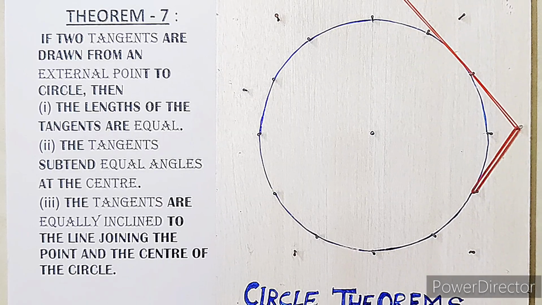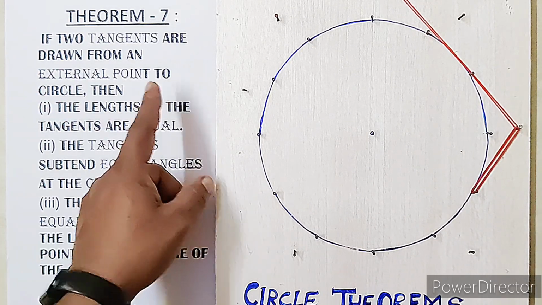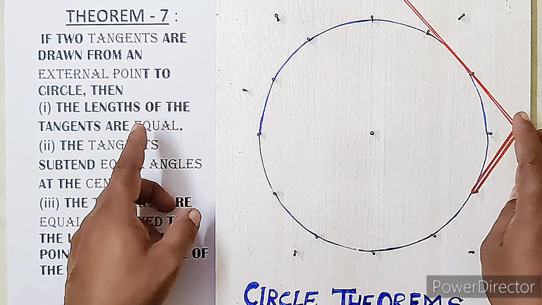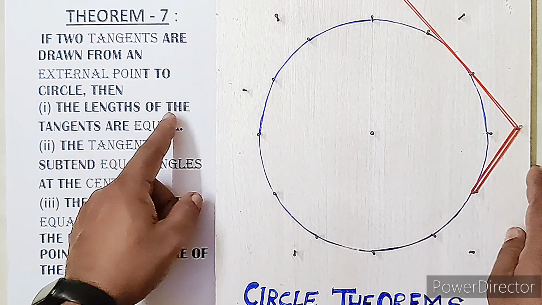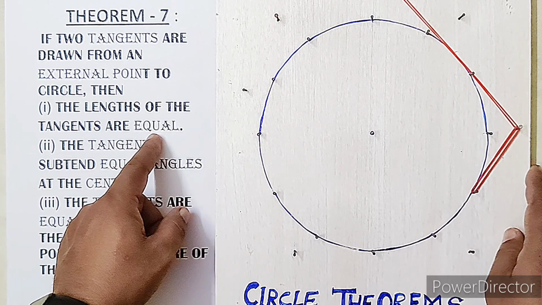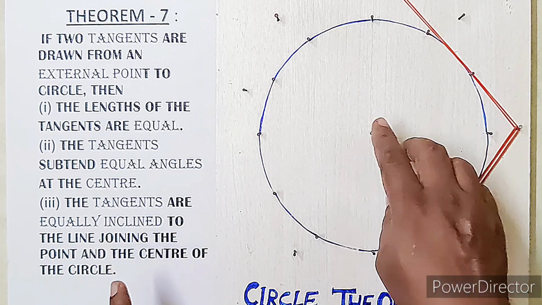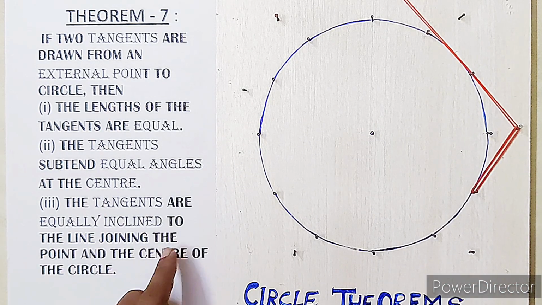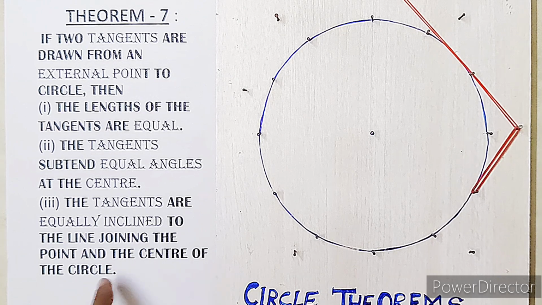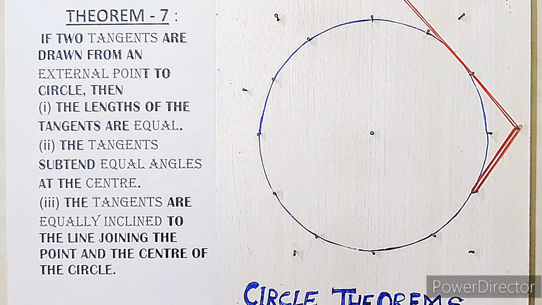Students, let us see the next theorem, which is a very lengthy one. It has 3 parts to it. The theorem says if 2 tangents are drawn from an external point, so this is the external point I have taken, to a circle, then the first one says the lengths of the tangents are equal. Second one says the tangents subtend equal angles at the center. This is the center part. The third says the tangents are equally inclined to the line joining the point and the center of the circle. So we'll take all 3 of them one by one. We will see to it.